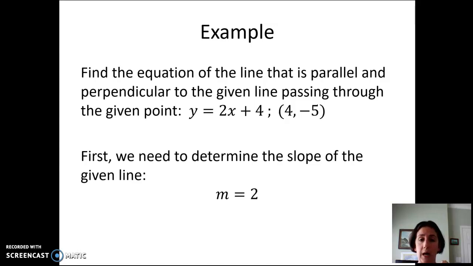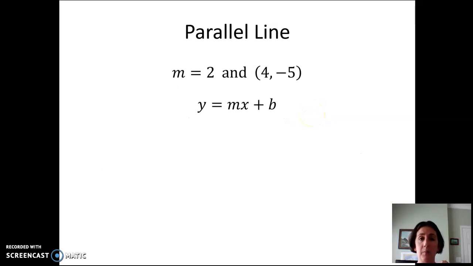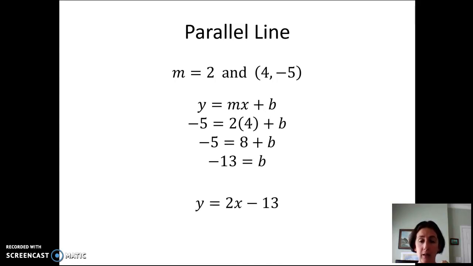Now if we want to find the parallel line, well, we'll use the same slope going through this point. So we'll start with our y equals mx plus b, plug in m, x, and y, and solve for b. So we can see that the parallel line has the same slope 2, but a different y-intercept of -13, and you can see that the parallel line is y equals 2x minus 13.